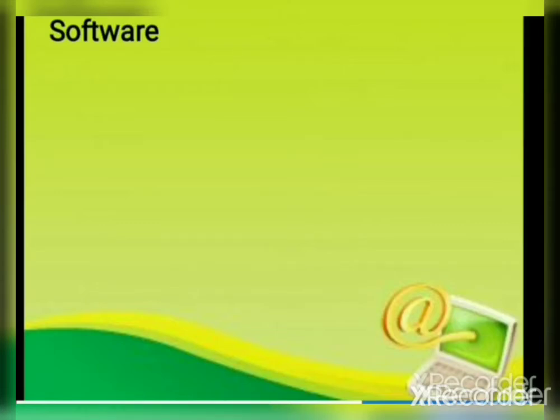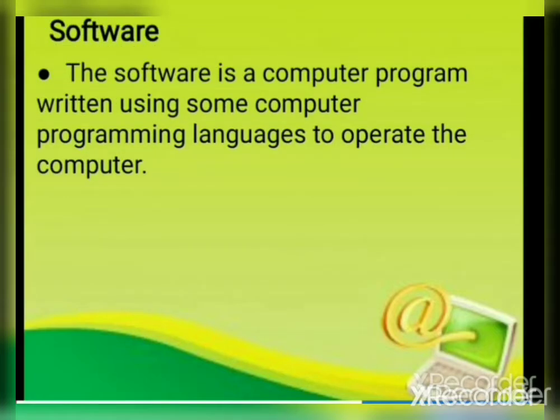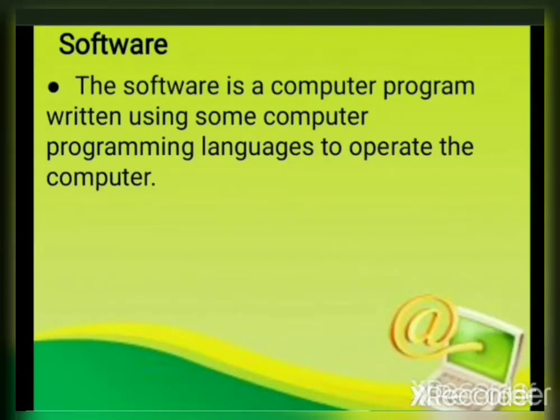The next one is software. So what is the meaning of software? Software is a computer program written using some computer programming language to operate the computer system. So it tells the hardware what to do. Unlike hardware, you cannot touch the software.